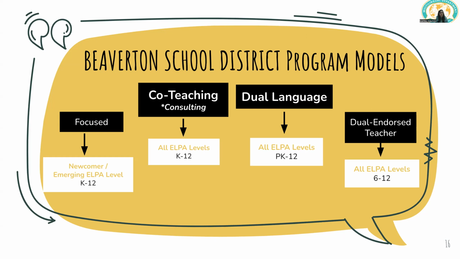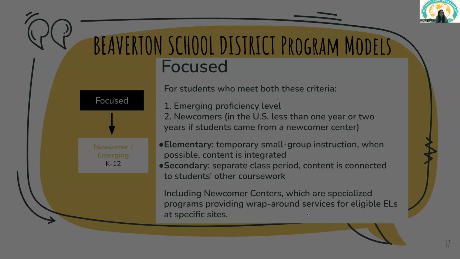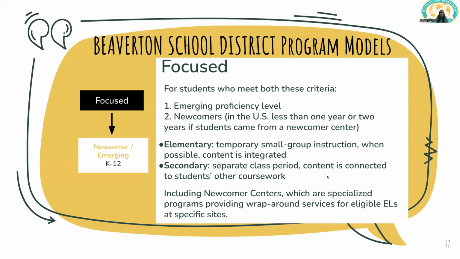So if you go into the next slide. All right, so focused. We say students who meet both of these criteria: they have to be at emerging proficiency level, and newcomers in the US less than 1 year. And we do have students in our newcomer program, and we give them a year, sometimes a year and a half in the program. But when they transition back to their home school, they really should still be in a focused support group. And so we say in the US less than 1 year, or 2 years if students came from a newcomer center.